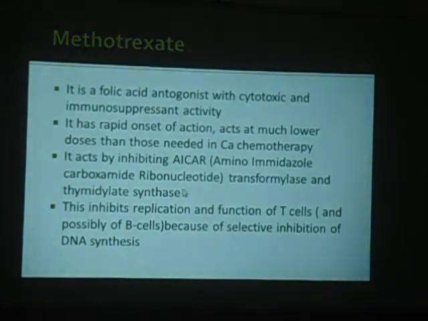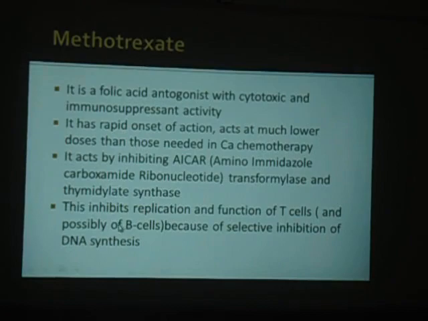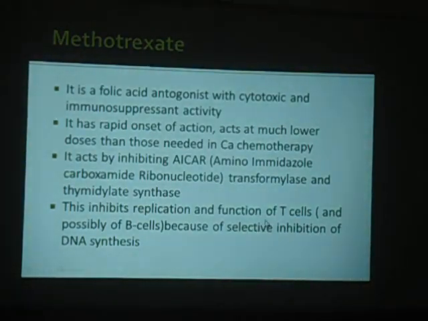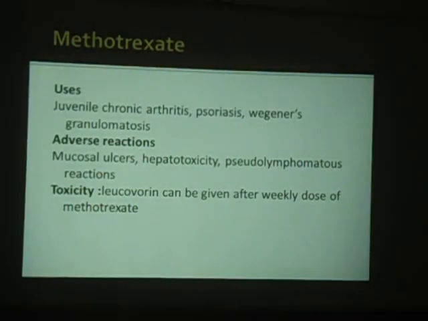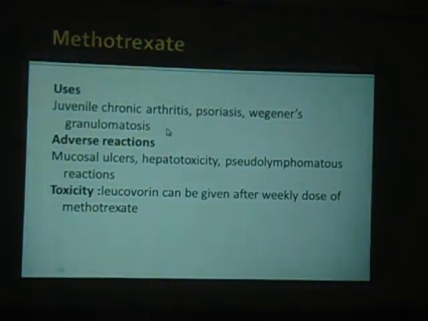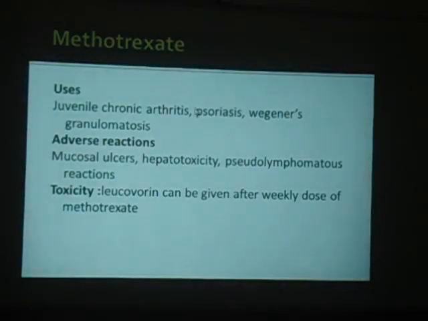The mechanism of action here is by blocking the enzyme AICAR, aminoimidazole carboxamide ribonucleotide transformylase. Just remember, it is the folic acid antagonist; you need not remember this. It inhibits the replication function of the T cells and there is selective inhibition of the DNA synthesis. So where can we use it? Psoriasis, rheumatoid arthritis, chronic arthritis, granulomatosis. So many conditions where we can use this immunosuppressant drug.